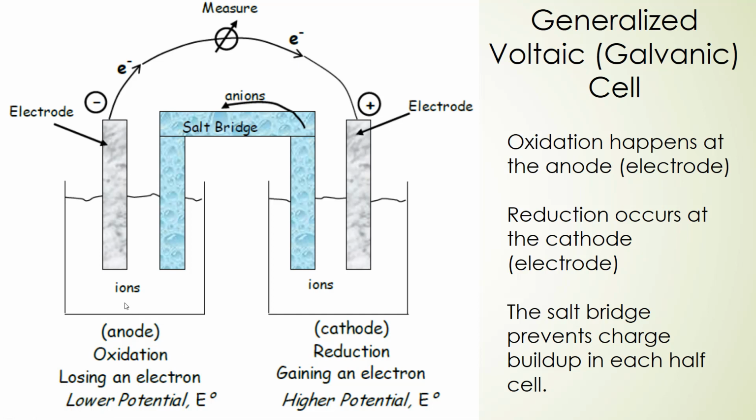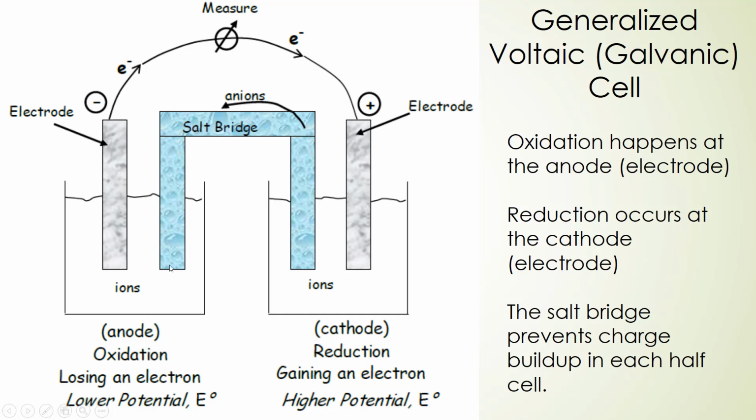So the anode compartment is always going to have the element with the lower standard reduction potential. We're going to see that later on too, and that's for, again, a galvanic cell. The cathode compartment. This is where reduction happens. We're going to be gaining electrons, and this is always going to be the element with the higher reduction potential. So we'll see that in just a few minutes.